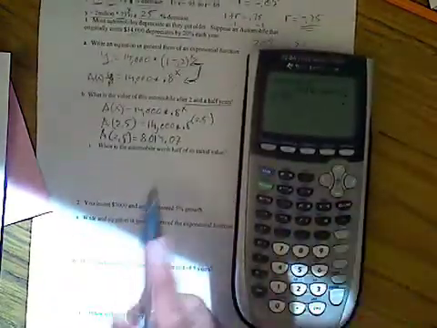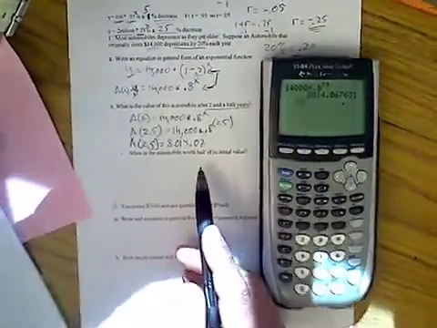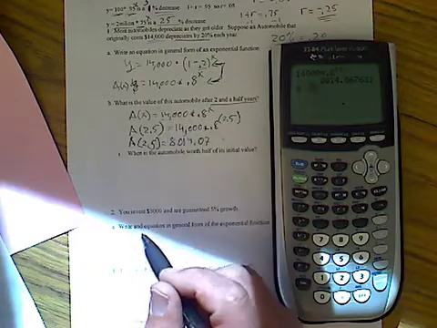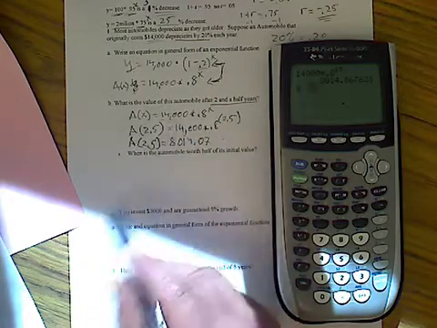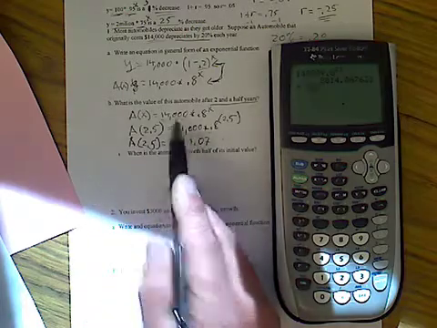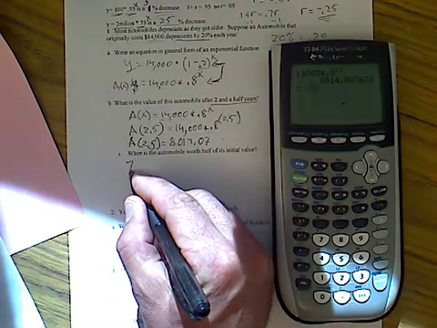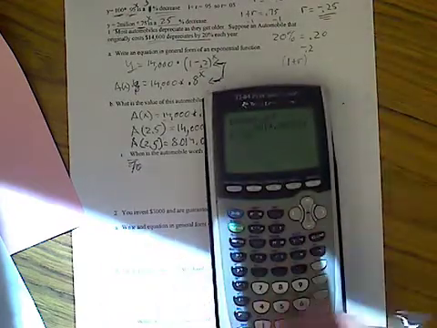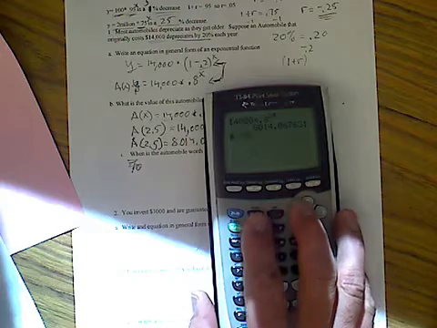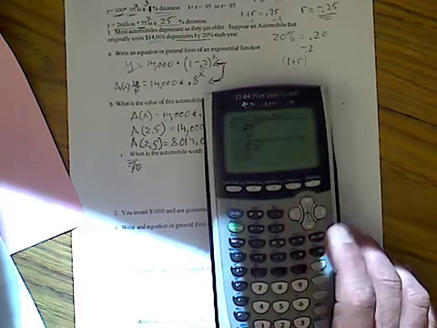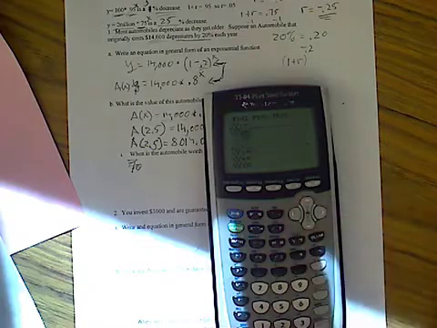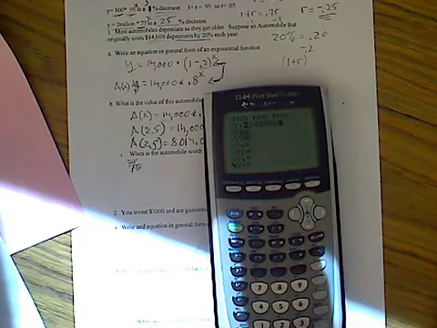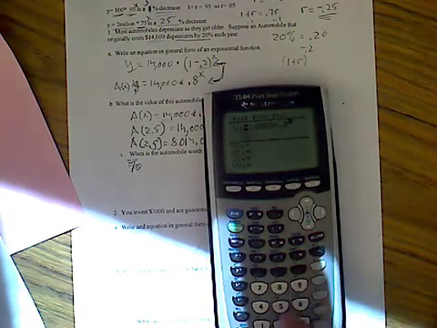Now, when will the automobile be worth half its initial value? So what's half of its initial value? Well, half of 14 is 7, right? So let's see what we get here. For right now, we'll just plug that into our calculator. So I'm going to go into y equals, and I'm going to say 14,000 times 0.8 to the x.